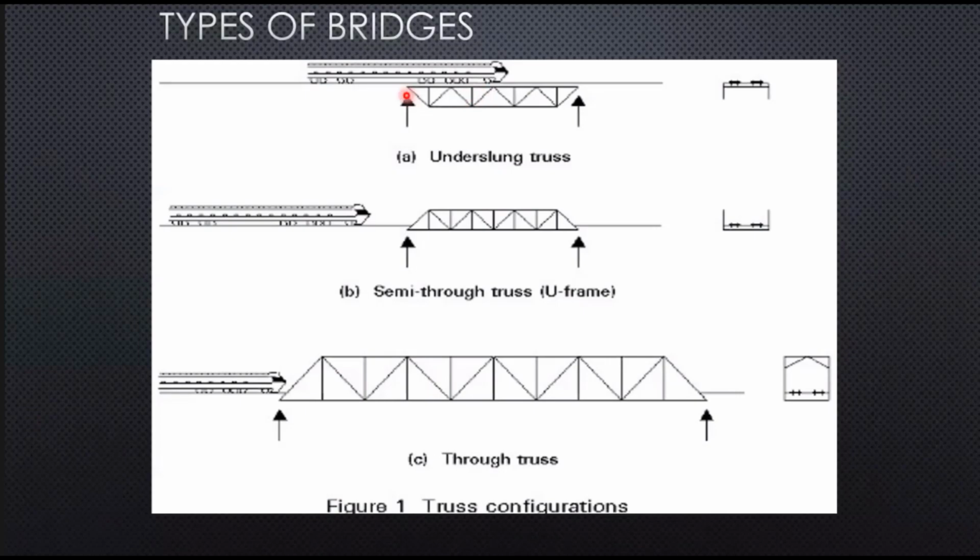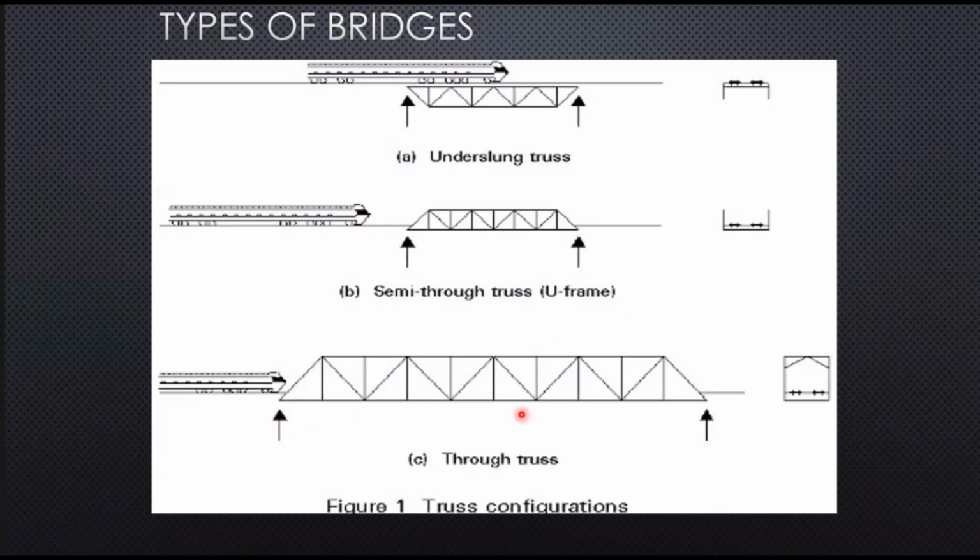If the load moves on the top chord, we call it an underslung, sometimes a deck type truss. There will be a difference in force flow between the through and the deck type. Underslung is this, and this is semi-through. That means the truss bottom and the rail bottom, the rail top may not be there. Here it is on the bottom. So there is a small difference between these two, and we call it a semi-through truss.